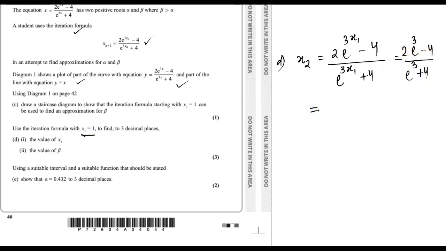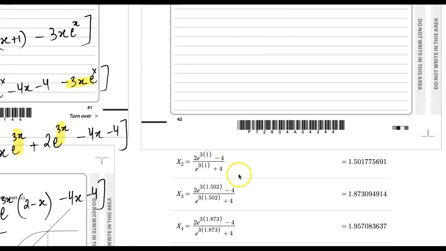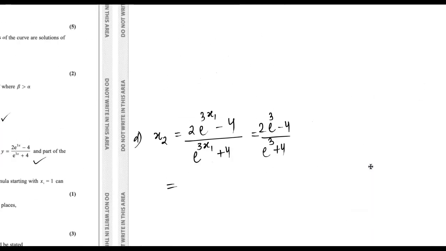If you use your calculator to solve, I think I have solved and pasted the value. So I have got 1.50177 something. So for 3 decimal places, we're going to be getting 1.502.